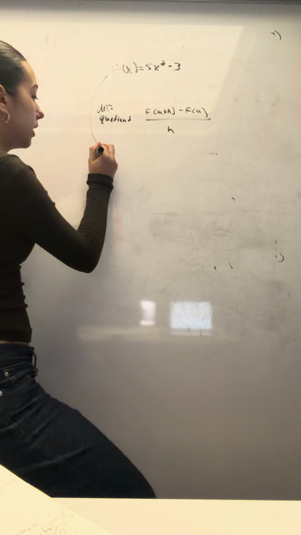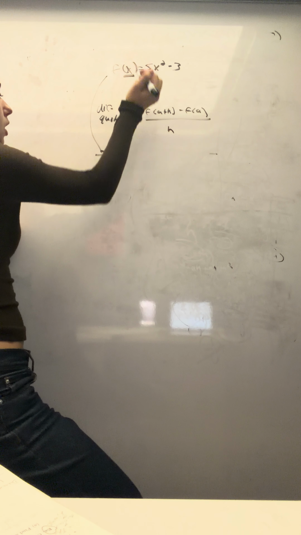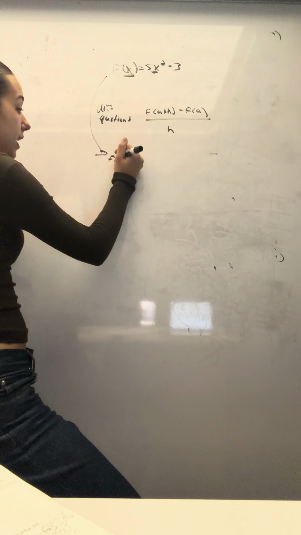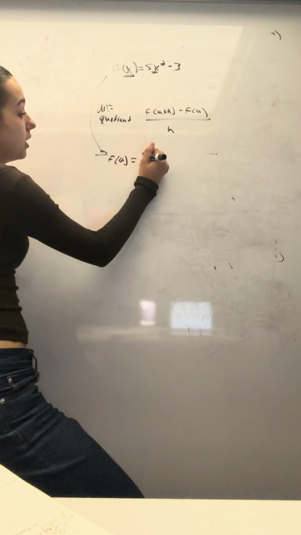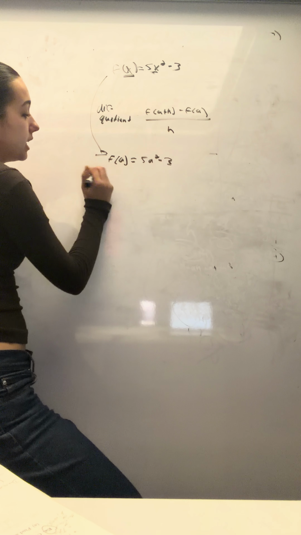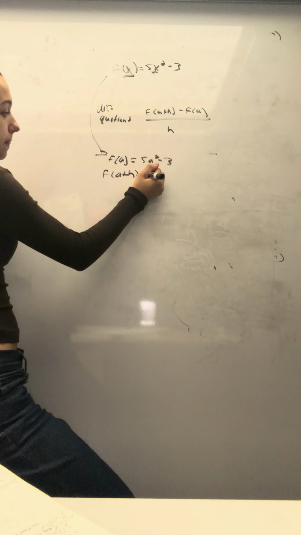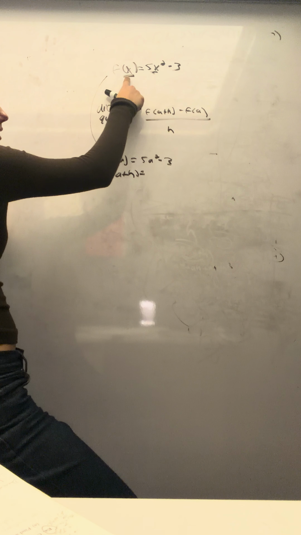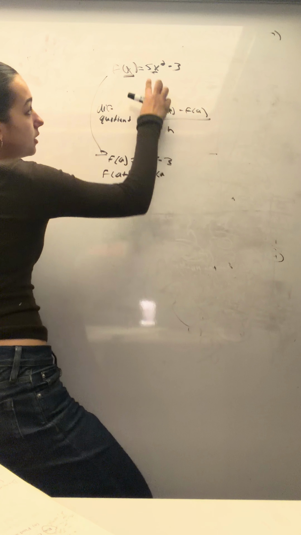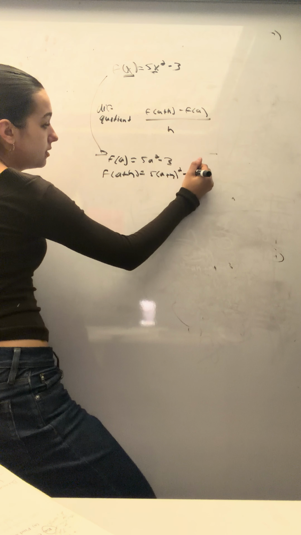So it's going to rewrite our function in terms of a. So f of x, all we're going to do for the f of a portion is replace every instance of x with a. So f of a is equal to 5, again, every instance of x, so 5a squared minus 3. And this portion is a little bit more complicated, but not so much. So every instance of x, we're just going to replace with a plus h in this situation. So 5 times a plus h squared minus 3.